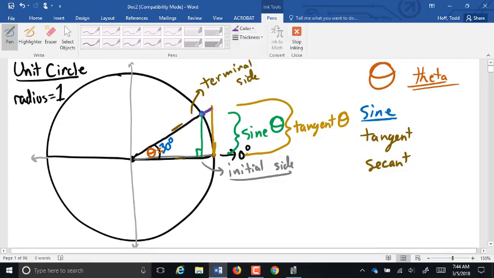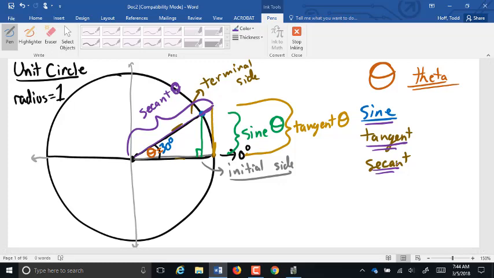And then, of course, we extend that terminal side out until it intersects. Well, that terminal side now has points that are inside the circle and outside the circle. It is a secant. That length is the secant of theta. And that defines our three main trig functions: sine, tangent, and secant. And of course, tangent forms a right angle to the radius or the diameter, so that's a right angle there as well.